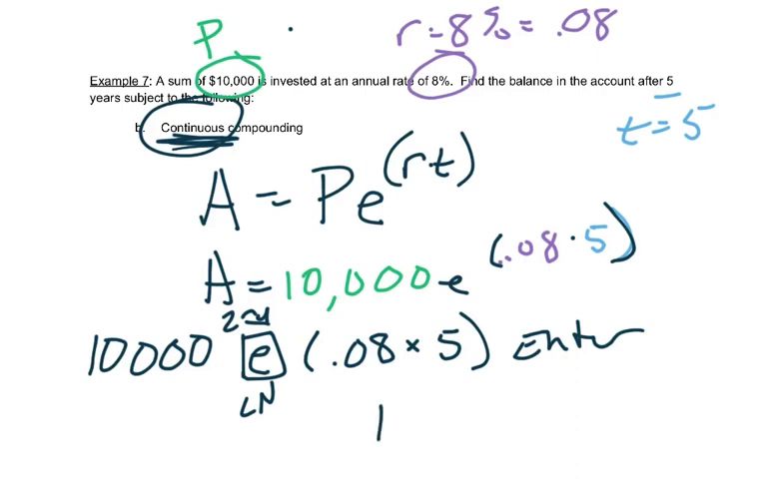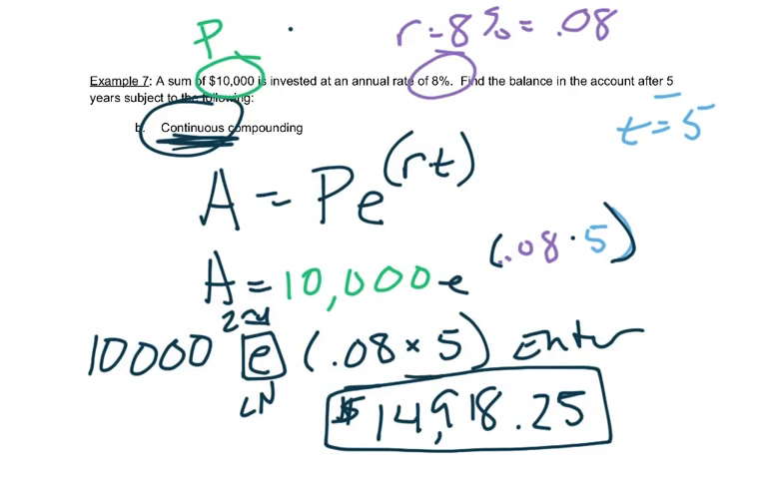And that gives us 14918.24 and then 4, 6. So the 6 makes the 4 become a 5 to round it to the nearest cent. Remember, cent means that you have 2 numbers after that decimal. We have to look at the third number in order to tell where to round. So that's our first look at exponential functions.